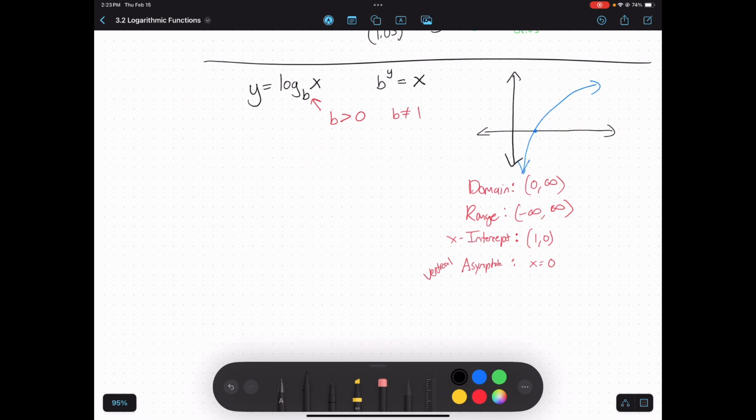So if I gave you an example and asked you this, what is log base 3 of 81? What is this asking? It's asking, what power would I need to raise 3 to in order to get 81? Right? It's asking this very question. 3 to what power equals 81? In this case, that power is 4. 3 to the 4th power is equal to 81.